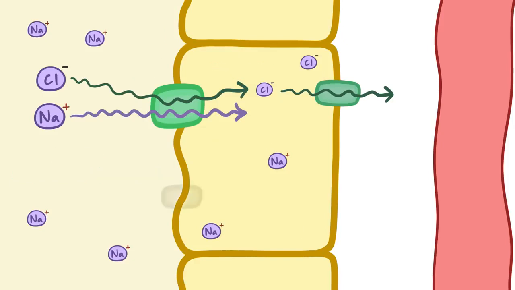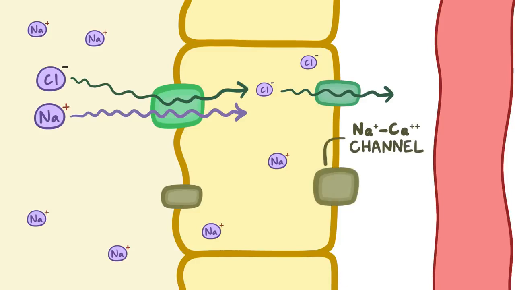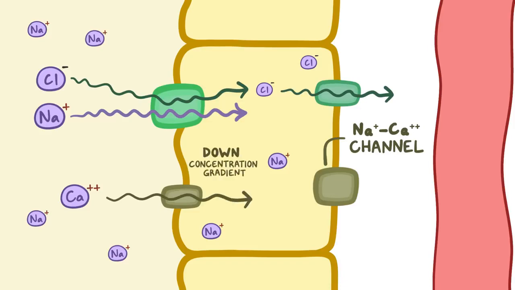Similarly, there are also calcium channels on the apical surface and sodium-calcium channels on the basolateral surface of the tubule cells. Calcium ions can diffuse across the apical surface into the tubule cells, down their concentration gradient, and then it can move across the basolateral surface into the interstitium against its concentration gradient, as one sodium moves from the interstitium into the tubule cells.